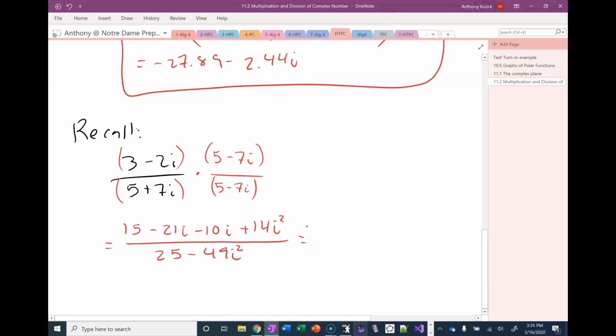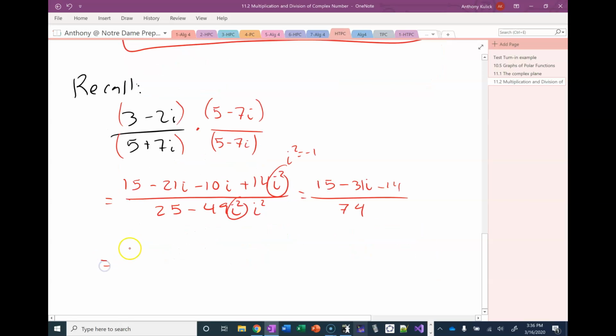So in the numerator, I notice that we can combine some like terms. So negative 21i and negative 10i become negative 31i. And remember that i squared is equal to negative 1. And same thing here. So that gives me 74. And if I simplify that, I'd have 1 minus 31i over 74, which I'd write as 1 over 74 minus 31 over 74i.